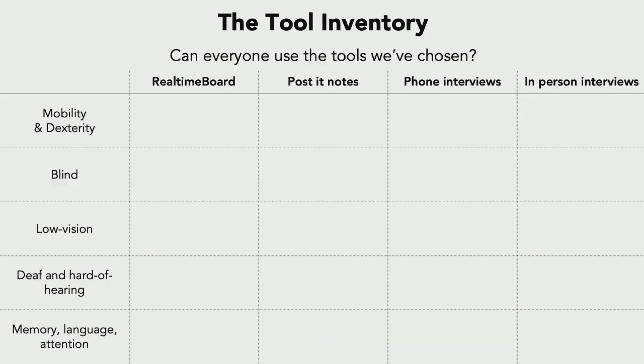And so what I tend to do is do two things. One is we create a tool inventory. When you look at your design process, what are the tools that you're using? So some people use things like real-time board and post-it notes. They do phone interviews and they do in-person interviews as part of their design process. Which pieces of that are exclusive by their nature? How many meetings have you gone to? You know design is happening when you go into a room and you see a whole bunch of post-it notes on the wall, right?